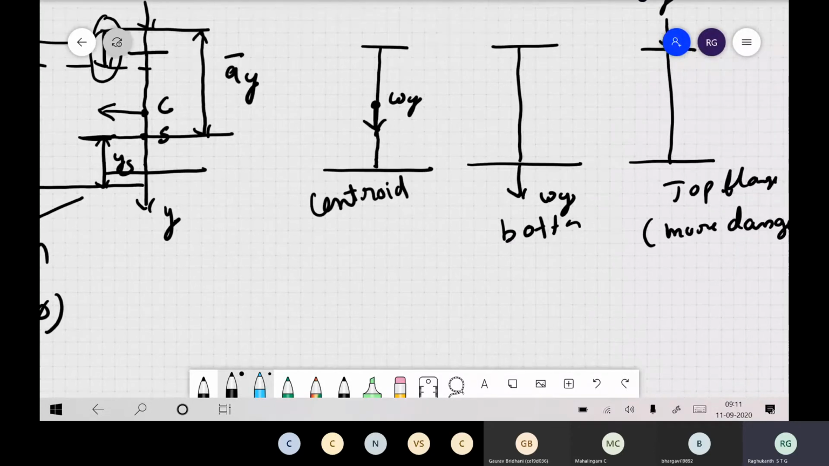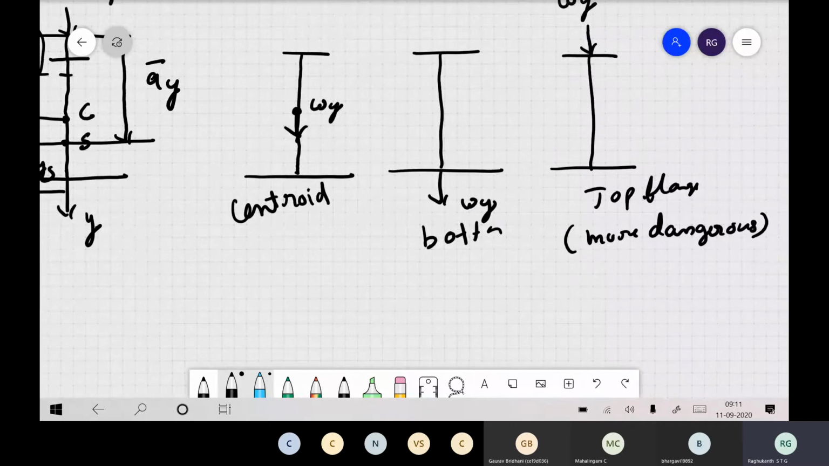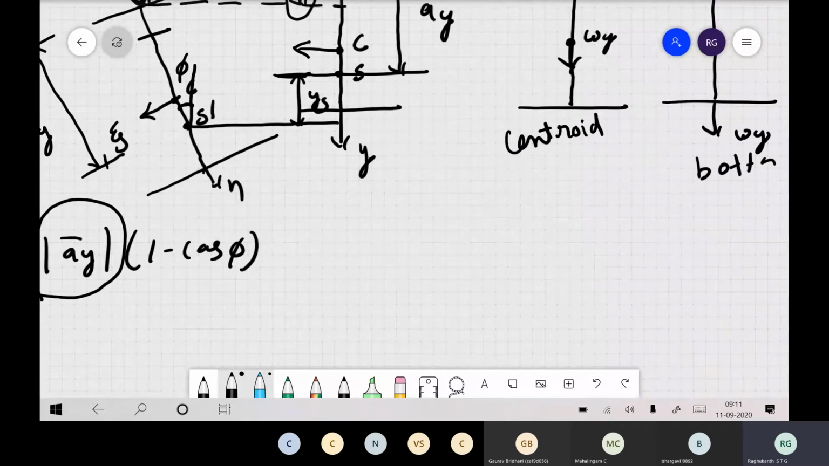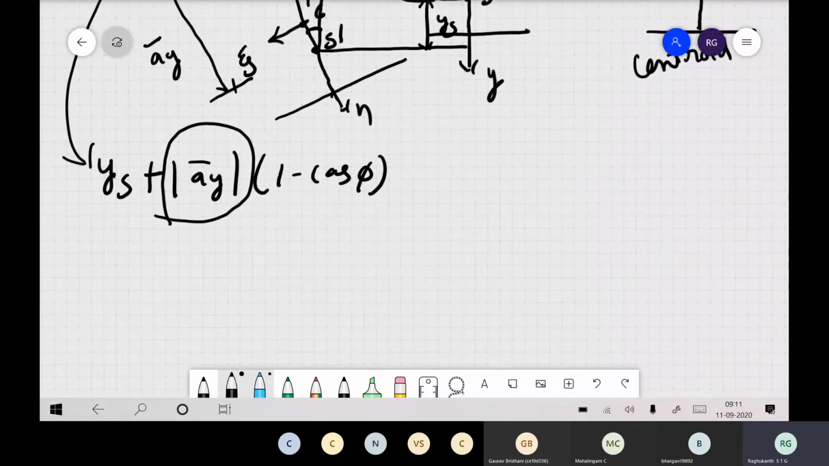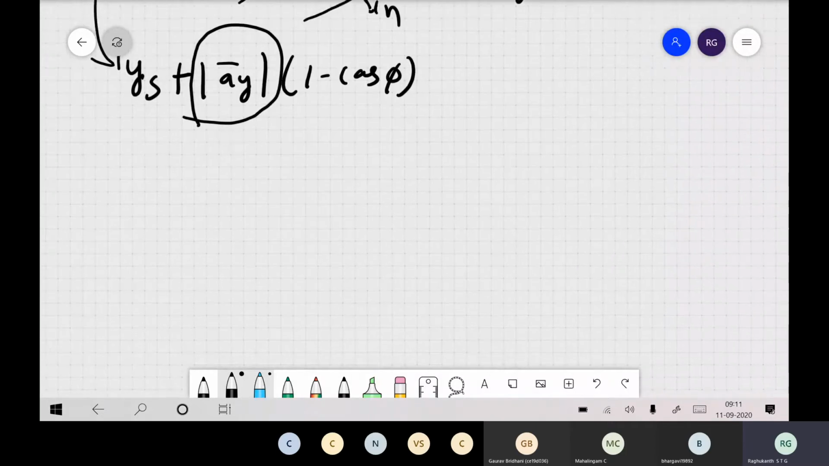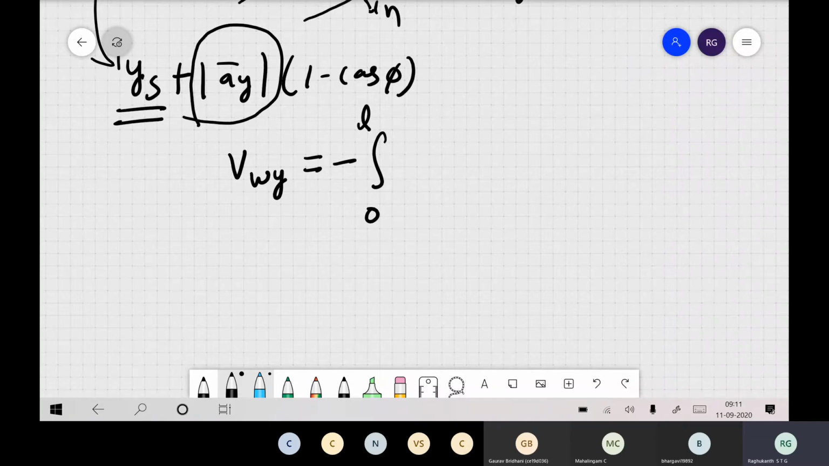So when it is applied at the bottom flange, say, this Ay becomes positive. Okay, so that is how we see this modulus of Ay that we have written. So finally, if you write the work done by the load, that is Wy, you can write this as minus integral 0 to L. So two things will be there, Ys and the combination due to twist also.